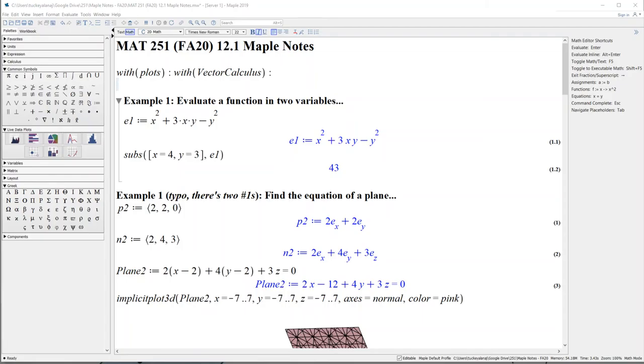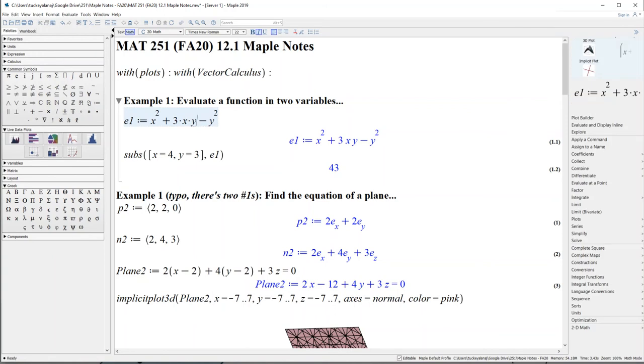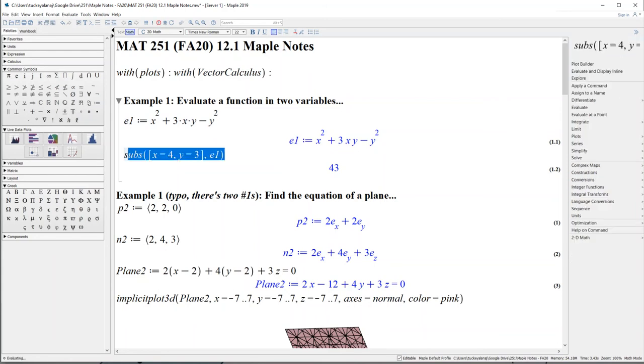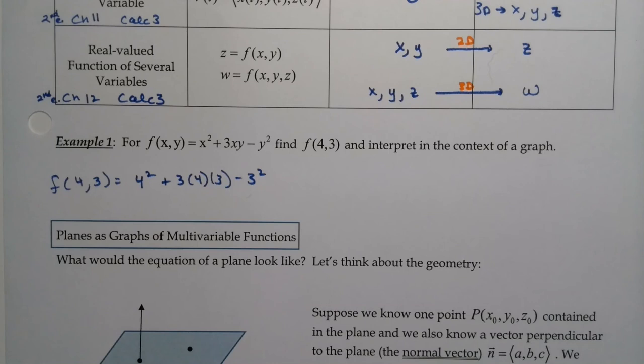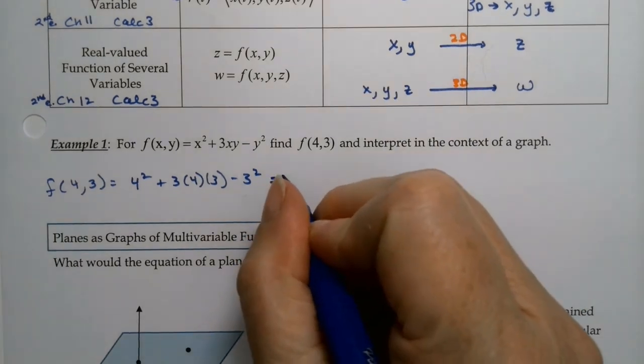Now, of course, we could find that value with a calculator, but that's kind of boring. So I found it in Maple here. I named my equation E1, which is x squared plus 3 times x times y minus y squared. And then I asked it to substitute the values, x equals 4, y equals 3, into E1. And it tells me the value is 43. So therefore, I know that this is 43.